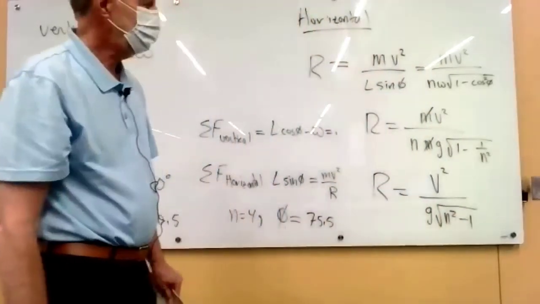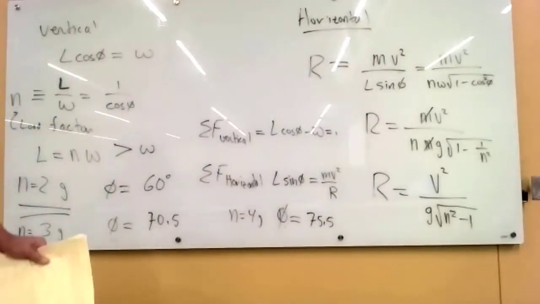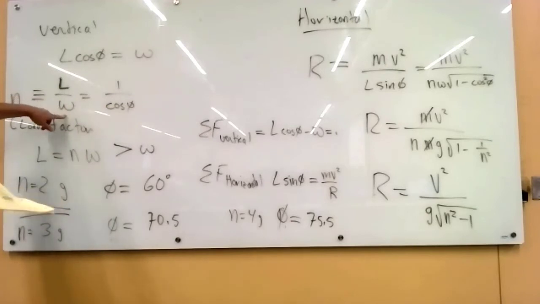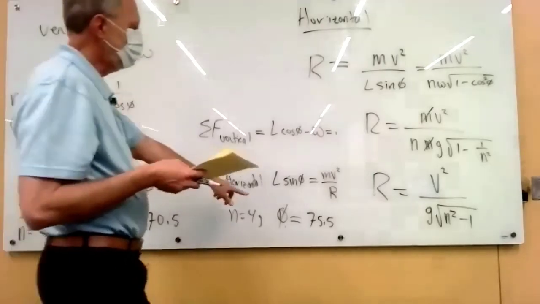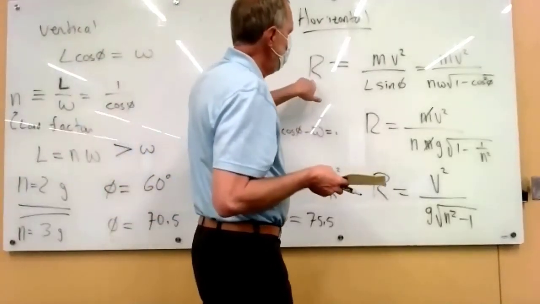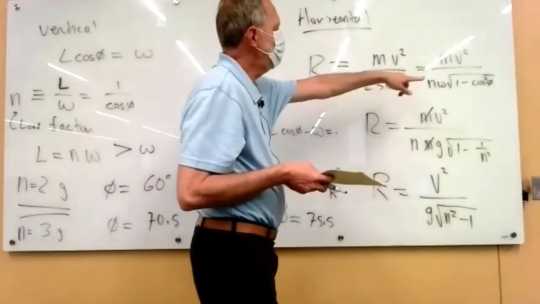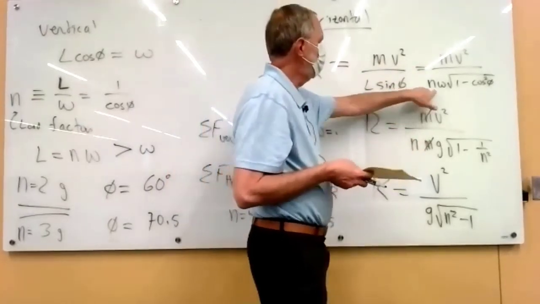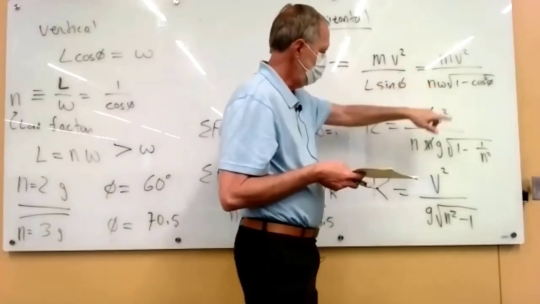Like that, right? So I'm just doing algebra here. And I'm getting it in terms of load factor because typically you can sense load factor easier than bank angle when you're in the airplane. So here's the horizontal force equation. We just solved for R. Got the sine of phi in terms of cosine, so we put in load factor. And then plugged in lift equals N times W.